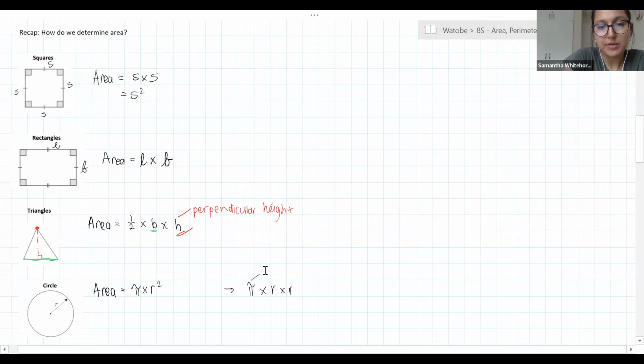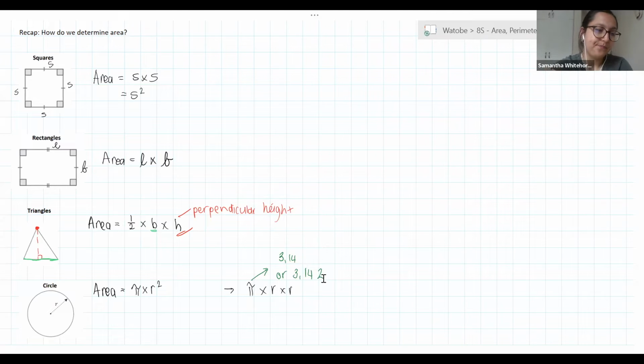Now, some people at school have been told to write pi as either 3,14 or 3,142. You obviously do what you've been told to do. Otherwise, you just use pi on your calculator. It doesn't really matter. As you move up in maths, you'll generally use the pi button. If you eventually decide to do maths lit, you will be told to use either 3,14 or 3,142. But we have pi in our formula. And like I said, generally with circles, we're going to have pi in the formula. So those are your 4 basic but fundamentally important area formulas that you need to know.